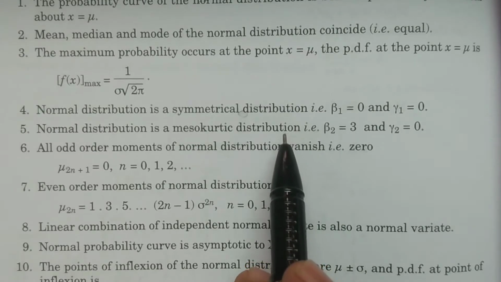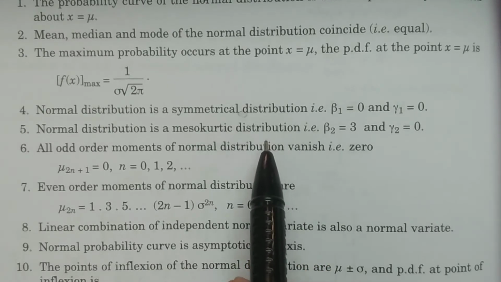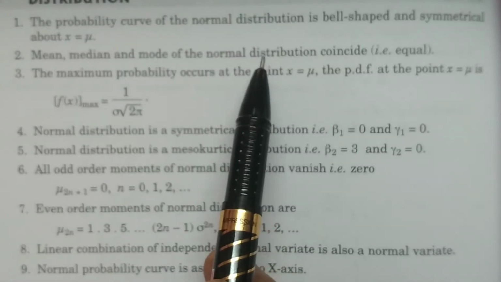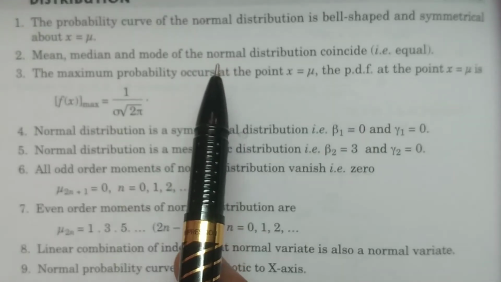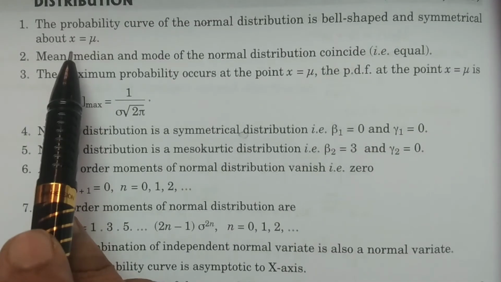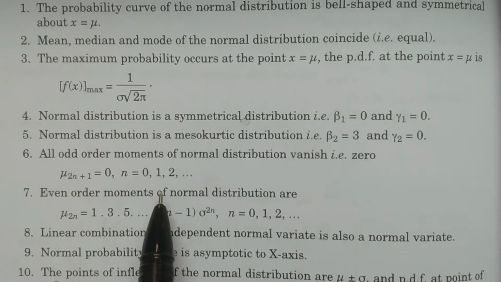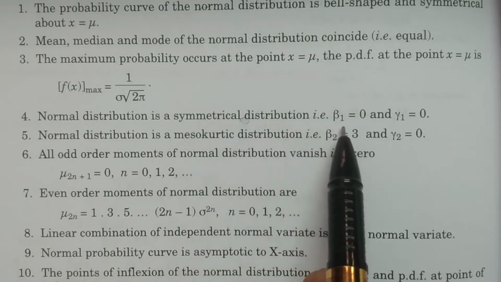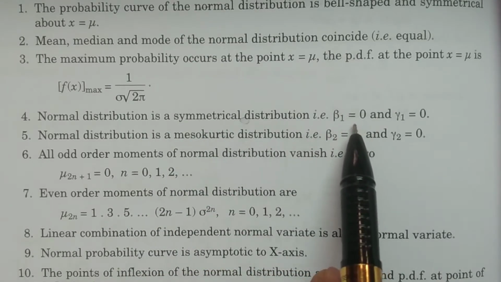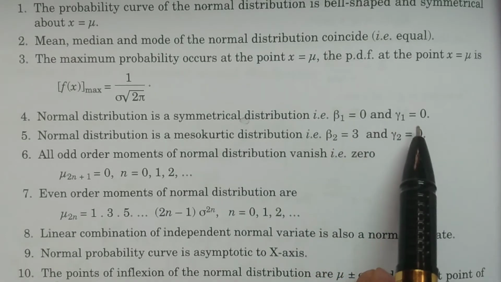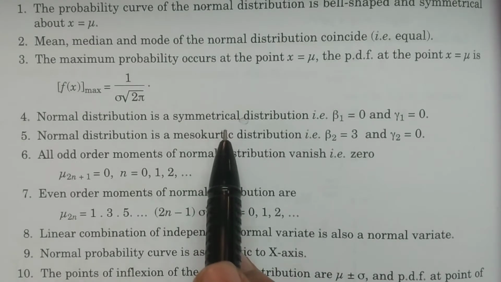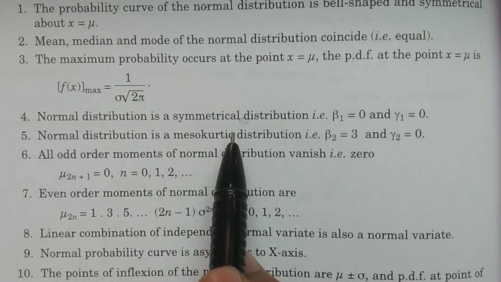And the fourth property: normal distribution is a symmetrical distribution. The first point also said normal distribution is bell shaped and symmetrical at the point x equal to mu. Now we are specifying it very clearly with the help of a relation. Normal distribution is a symmetrical distribution, that is, beta 1 is equal to 0 and gamma 1 is equal to 0. It is another way of expressing that normal distribution is a symmetrical distribution.